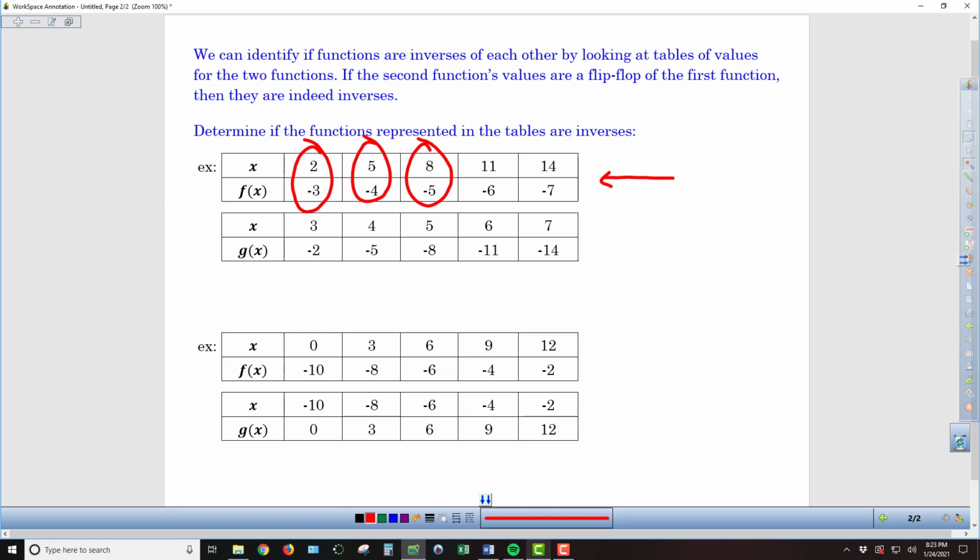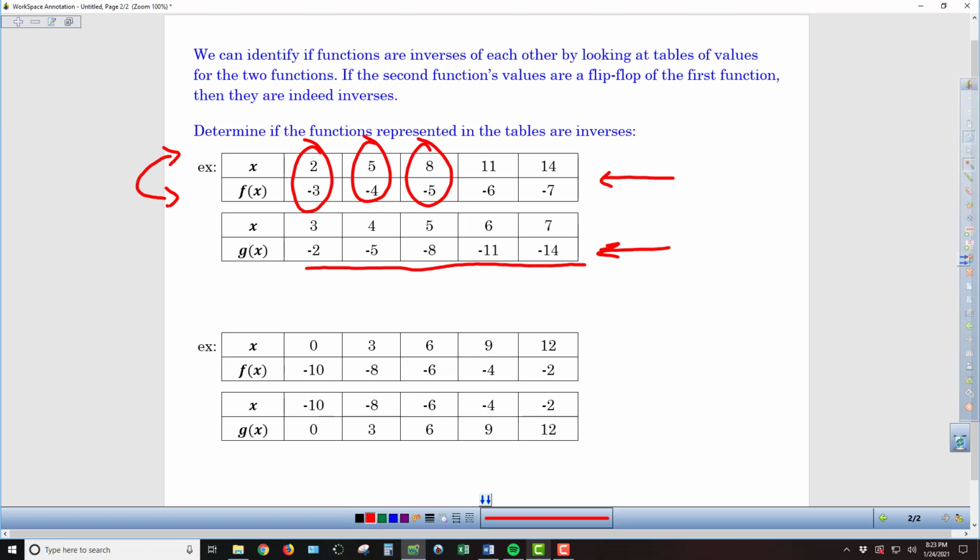So in this case here, if we look, we can see in this g of x row, we should have 2, 5, 8, 11, and 14. Same as what we have in the top row as the inputs into the original function, but we don't. The negative signs have stayed here in the outputs, and the inputs are all still positive. But that should not be the case. We should just be flip-flopping these two rows.